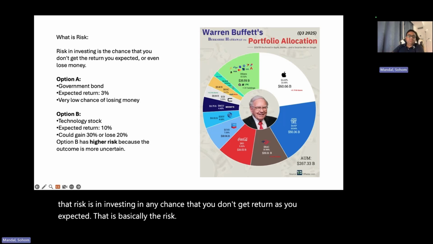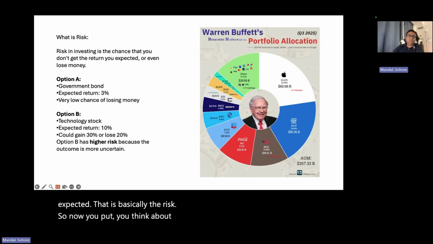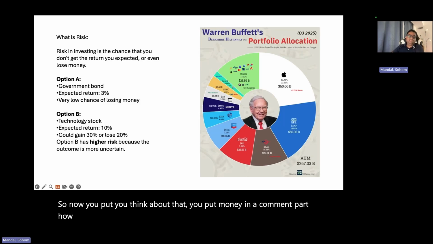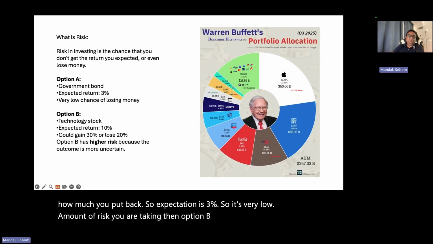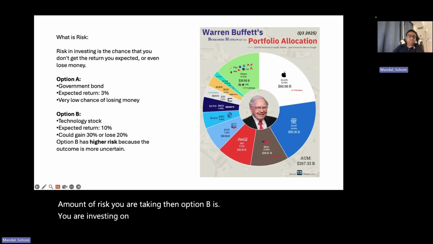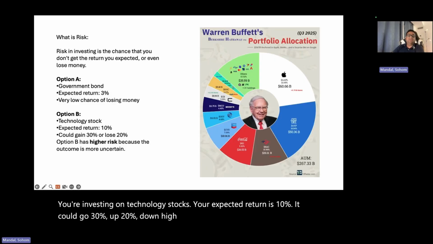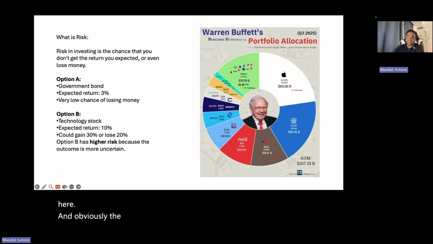So now think about it: you put money in a government bond, how much do you get back? The expected return is 3%. So it's a very low amount of risk you are taking. Then option B is investing in technology stocks. Your expected return is 10%, but it could go 30% up or 20% down. A high-risk portfolio, or high-risk stocks here, and obviously the uncertainty is high.